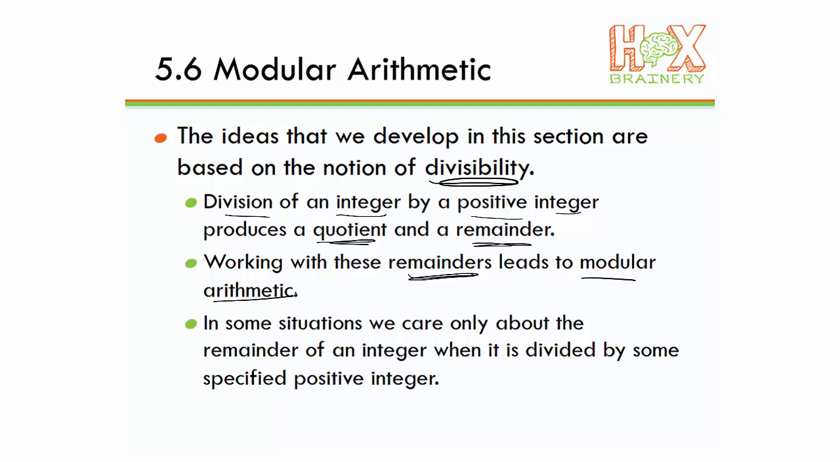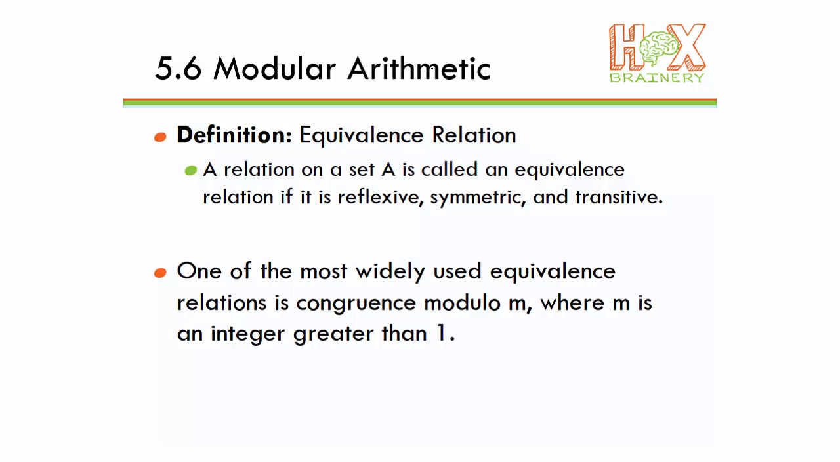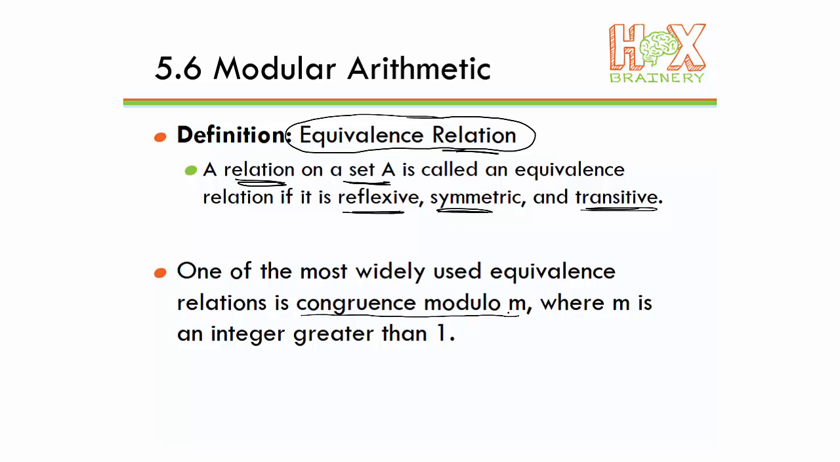In some situations, we care only about the remainder of an integer when it is divided by some specified positive integer. So we have our definition for equivalence relation. A relation on a set A is called an equivalence relation if it is reflexive, symmetric, and transitive. We went over those concepts in the last video. One of the most widely used equivalence relations is congruence modulo M, where M is an integer greater than 1.